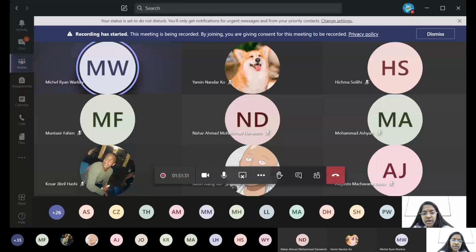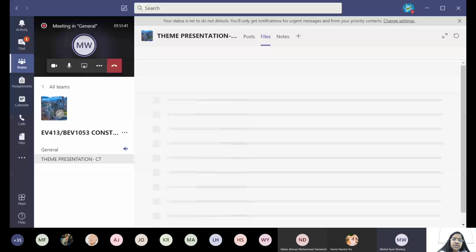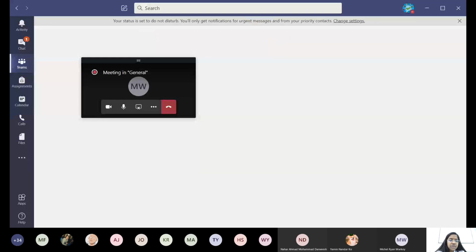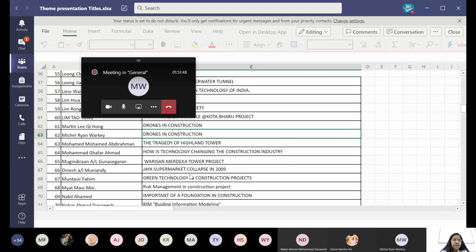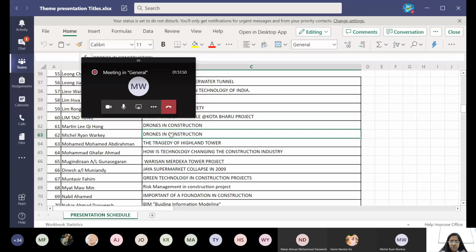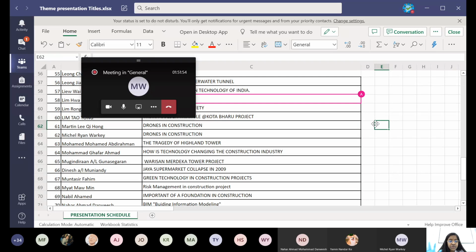Go to Michael and edit your files, theme presentation, 62. Nice here, dam construction. If you want to change, you edit it. I have given permission to all to edit, but don't disturb others. I request everyone, please don't disturb others. There may be changes. You are welcome to edit.